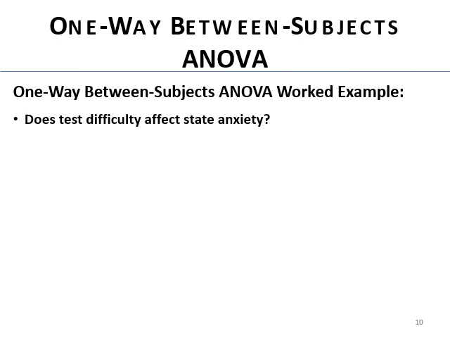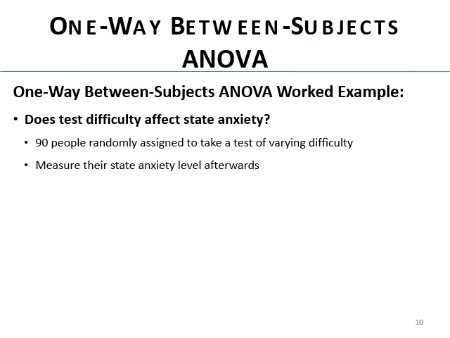Let's go ahead and run one of these between subjects ANOVAs. The question we're going to ask is, does test difficulty affect state anxiety? So 90 people in the study are randomly assigned to take a test of varying difficulty. We're going to measure their state anxiety levels after they take that test. The independent variable is the difficulty level of the test, and we somehow came up with an operational definition of a low, moderate, and high difficulty test.